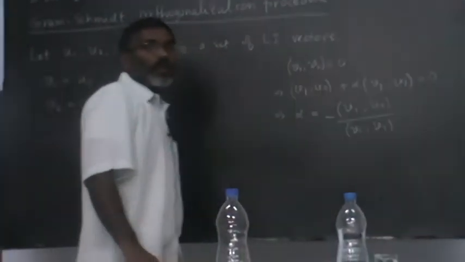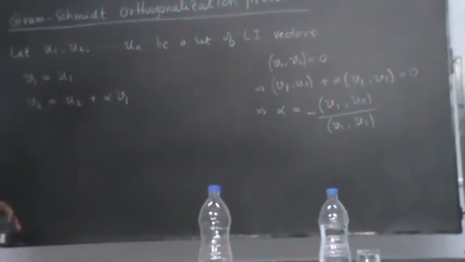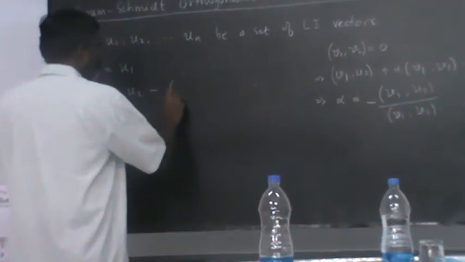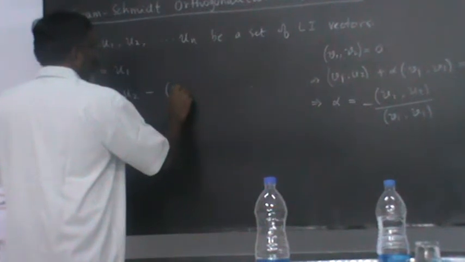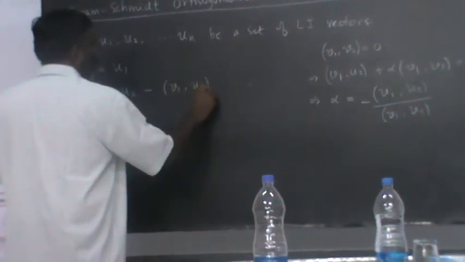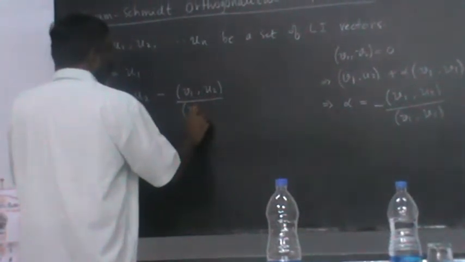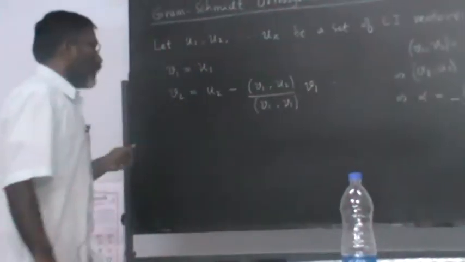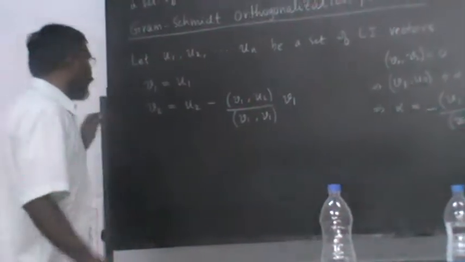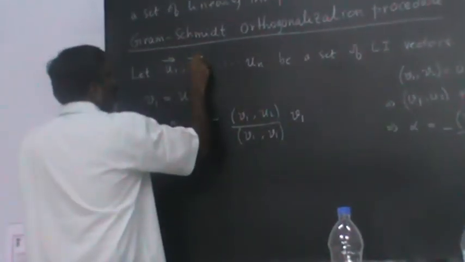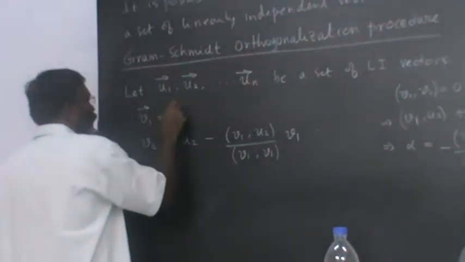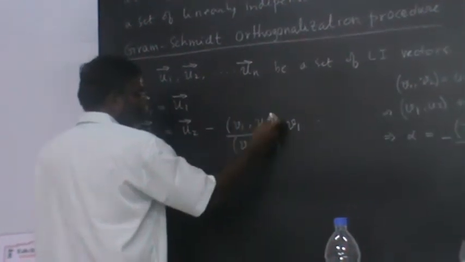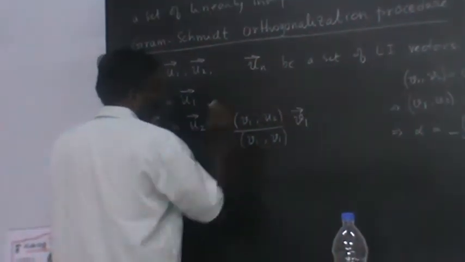If I choose my alpha in this fashion, I am going to write this as u2 minus v1 comma u2 divided by v1 comma v1 times v1. Remember, this is the only vector, so maybe I will write the vector symbols. So the v1 vector is the u1 vector. The v2 vector is the u2 vector minus this inner product, which is a scalar, times the v1 vector.